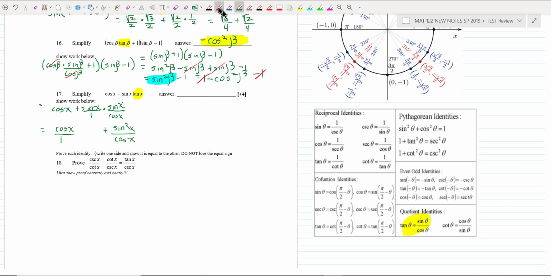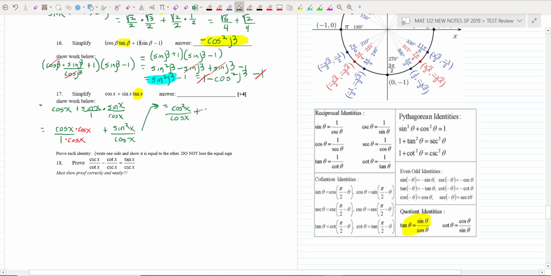So the common denominator is going to be cosine x. So I'm going to multiply this fraction top and bottom by cosine x. And again, if you multiply the denominator by something, you have no choice but to multiply the numerator by the same thing to keep from changing the problem. So now, if I multiply this straight across, cosine times cosine is cosine squared x over cosine x. Leave that alone. Don't cancel that or anything.